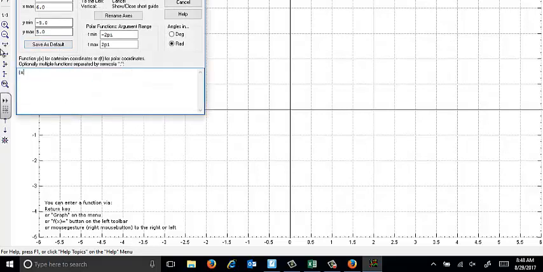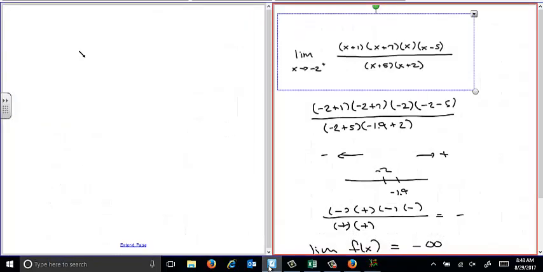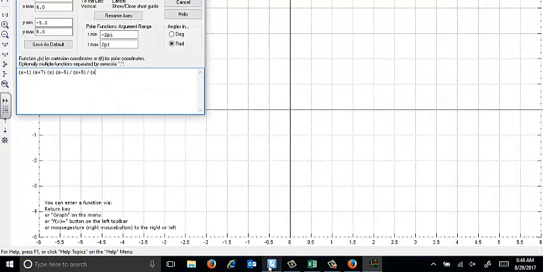So you have x plus 1 times x plus 7. That's not right. x plus 7. And the next one is x times x times x minus 5 divided by x plus 5 divided by x plus 2. So graph this rational function.